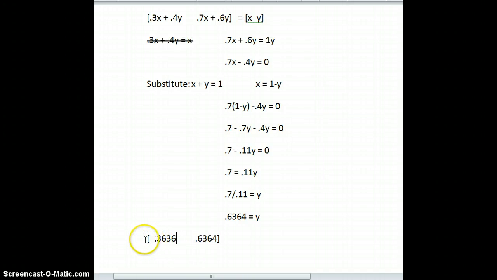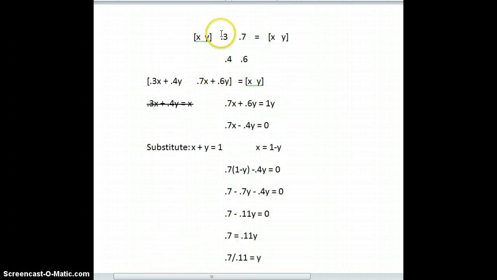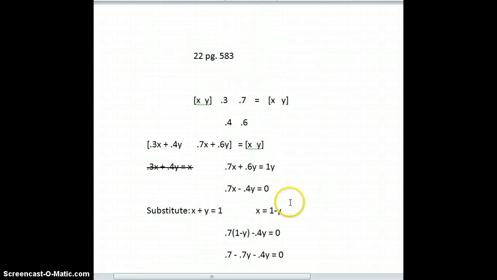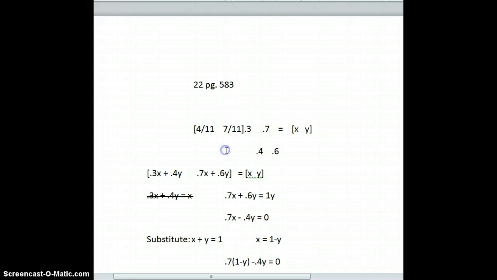So if you use that number for x and that number for y, and you multiply it by this matrix here, you get the same exact number back. You'll get this back. And it may be off slightly because we rounded here, but if you use the exact fractions, it would be exactly the same. So we said y was 7 over 11. Well, if y is 7 over 11, x needs to be the percentage 4 over 11, so that it adds up to 1. If you took 4 over 11 and 7 over 11, you multiply it by this matrix, you will get back 4 over 11 and 7 over 11.